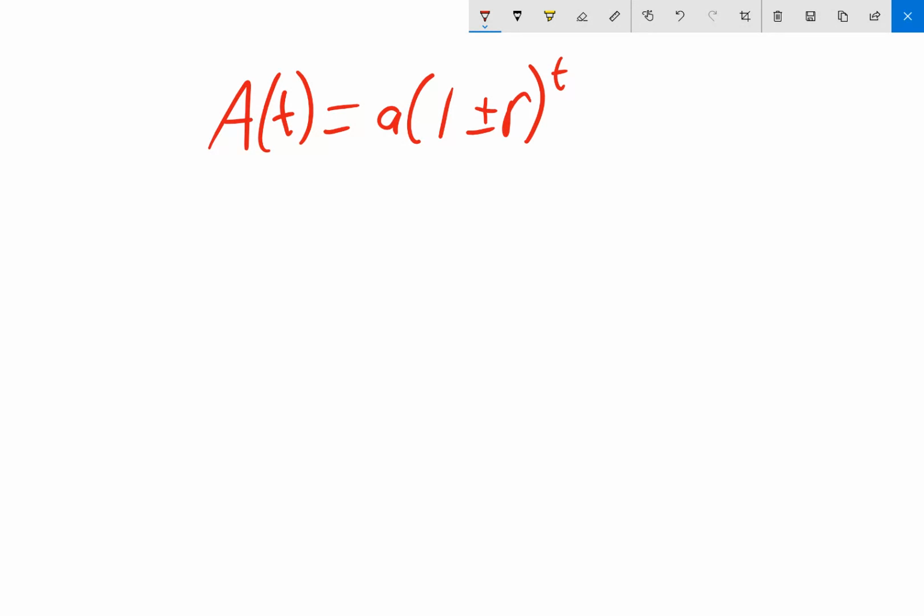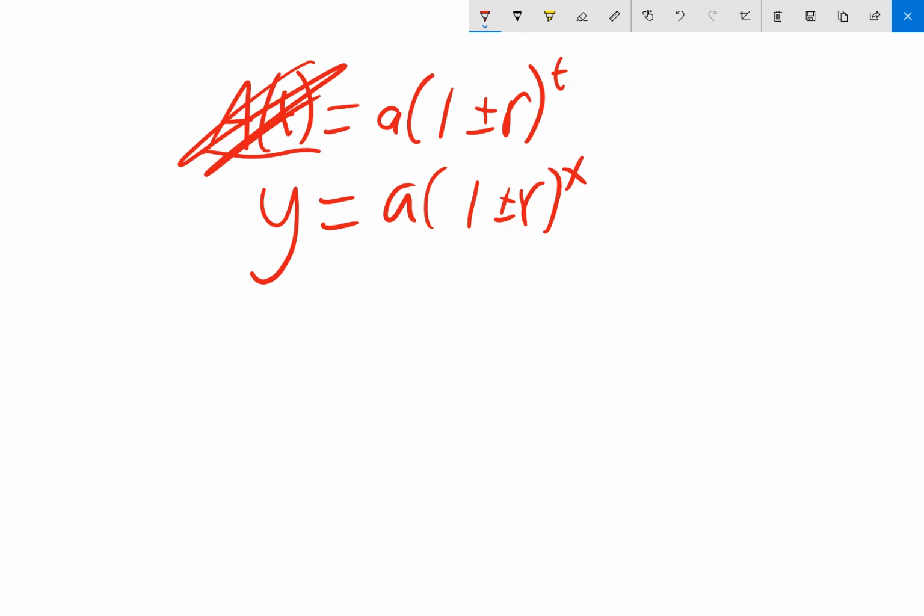So starting with number 1. In the year 2000, the world population was 6.08 billion and was increasing at a rate of 1.21% each year. Write a function for the world population. So our function that is given to us, or at least the format, it says on the paper, A of t equals a times 1 plus or minus r to the t power. Now this is the exact same thing as y equals a times 1 plus r to the x power, which is kind of what we did originally. A of t is just sort of like the amount after a certain period of time, which is the answer. It's the same as the y equals. So you don't really have to concern yourself with that too much.